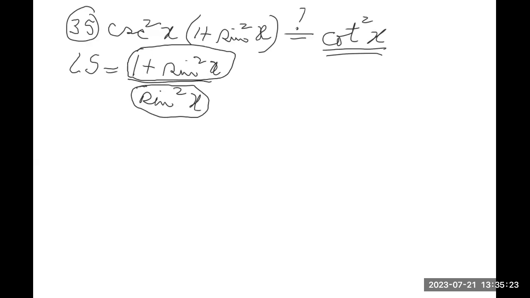In order for that numerator to be cosine square, you would need this positive sign to be a negative sign, because then we could say 1 minus sine square x is cosine square x, but it's not. So this equation is not true. It's a false equation. It would be true if instead of a plus sign here, you had a minus sign, but in this case, it's not.